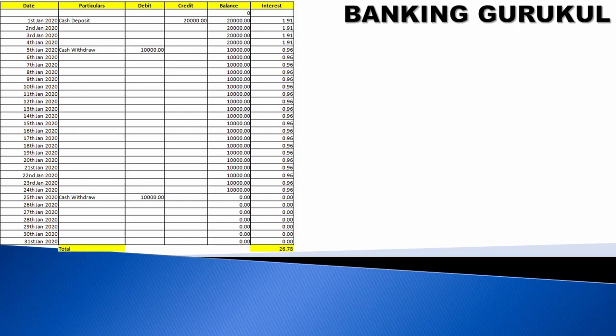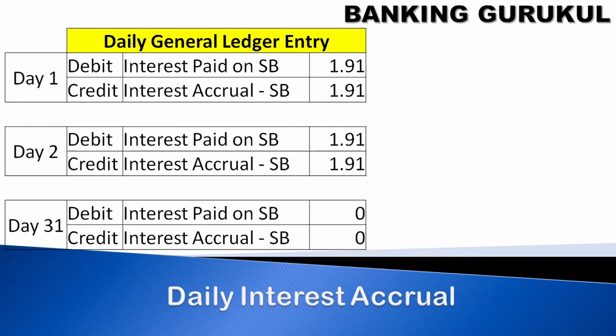So now we can see what are the accounting entries posted for savings bank interest calculation. Every day, whatever interest accrued, first we will debit the interest paid on SB. Interest paid on liabilities is expenditure. We will debit the expenditure and we will give a credit to interest accrual. These entries will be posted every day. So 31 days we will post the daily interest accruals.